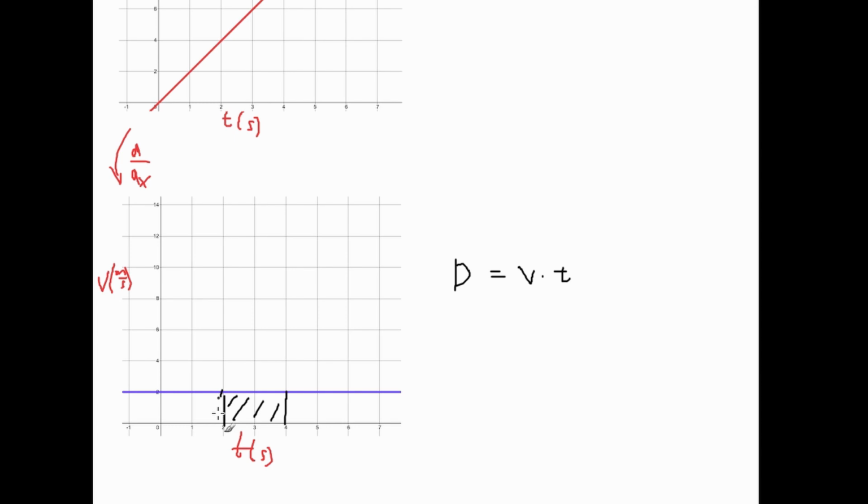So our velocity right here is 2. This is a height of 2 and a length of 2. So 2 times 2 is 4, so we traveled 4 meters in this. That's the area of this rectangle, and so that's the area we traveled in this interval.